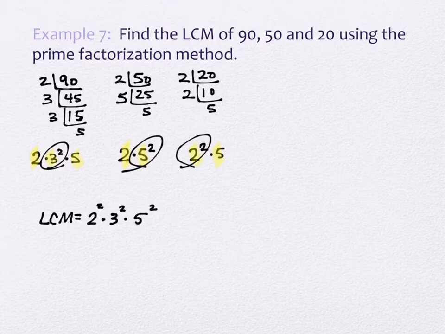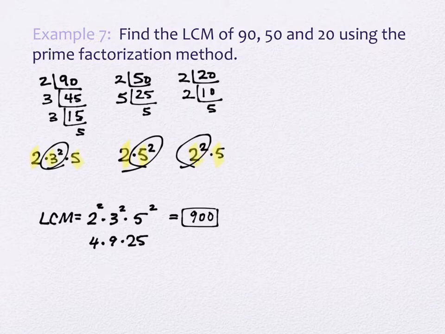And then my last step is to actually multiply it out. So if you grab a calculator and you were to multiply this out, what will you get? Four times 9. What is it? 900 it is, yes. 900 is the LCM using prime factorization, this method.